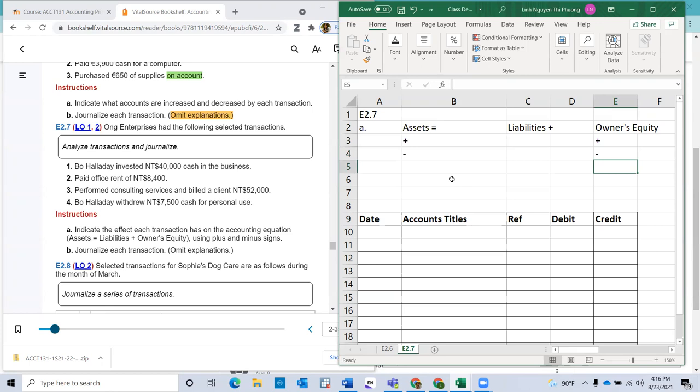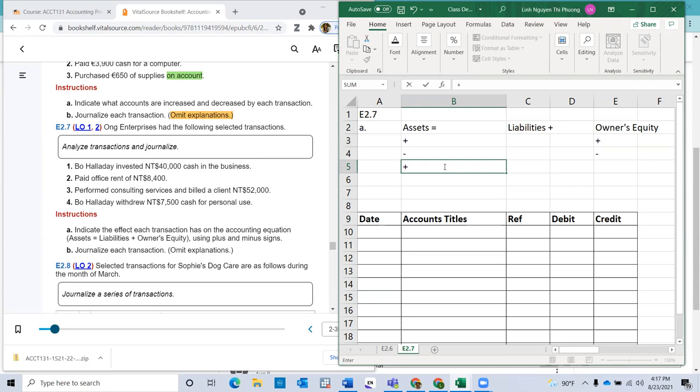Performed consulting services and bill a client 52,000. What does it mean? We already provided a service, consulting services to the customer, and we give them a bill, okay? The bill says, please pay to us 52,000. Did the customer pay it? No. We just give them a bill, but we already performed the service to the customer. So in this case, account receivable will increase. So it means our assets will increase. Why? Because we're going to receive the $52,000 in the future.